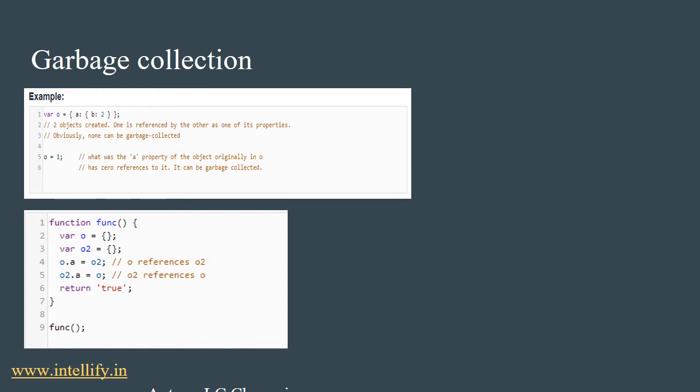So, see here, variable o is equal to a, that is referred to by b, so the count is 2. So o is equal to 1. What about the a property of the object originally in o? It has zero references to it. It can be garbage collected.